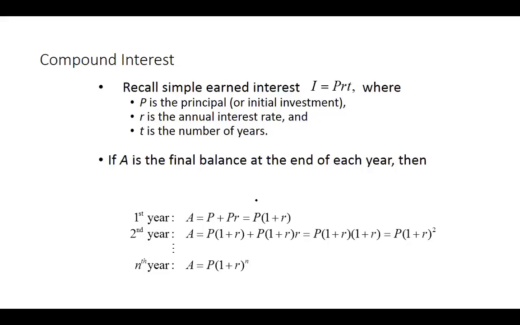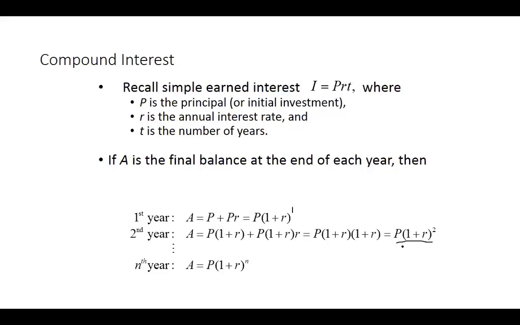If A is the final balance at the end of each year, then in the first year, A would be equal to P plus PR, which, if I factor the P, would be P times 1 plus R. Second year, A is equal to P times 1 plus R plus P times 1 plus R times R. So as you can see the pattern here, this would be P times 1 plus R to the power of 2 for the second year. For the first year it was P times 1 plus R to the power of 1, because this was the first year.